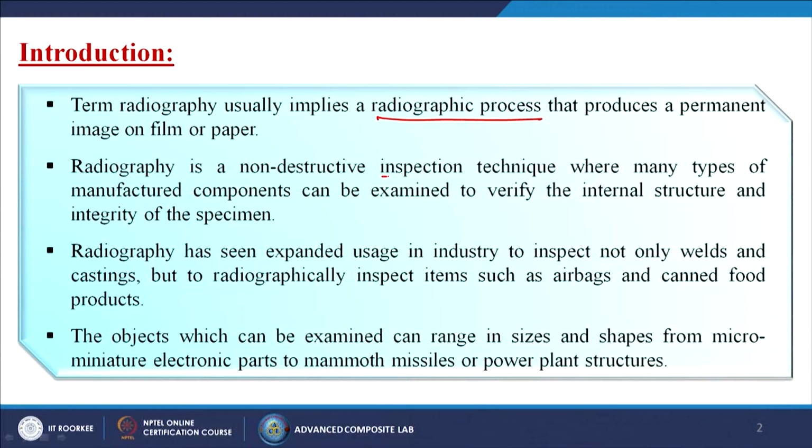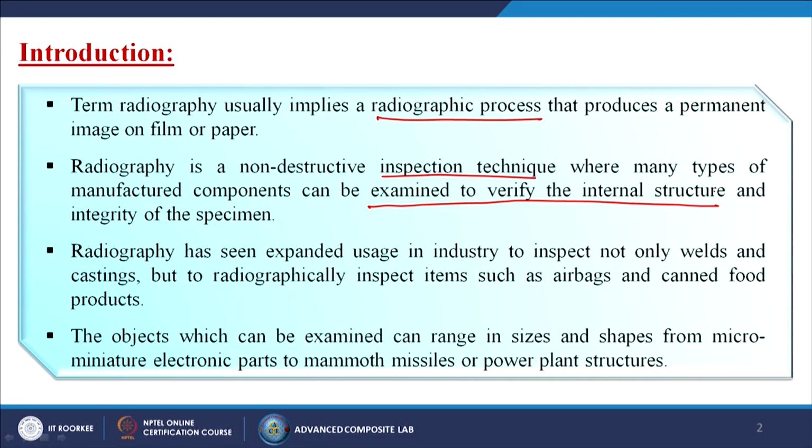It is an inspection technique where many types of manufactured components can be examined to verify the internal structure as well as the integrity of the specimen. If there are any cracks or pores present inside the material, we can simply detect them by this technique. Now, radiography has expanded its usage in industry to inspect not only welds and castings, but also items such as airbags and canned food products. Yes, because canned food products are already sealed, so from outside we can easily get information about the conditions inside, or any contaminants or problems.